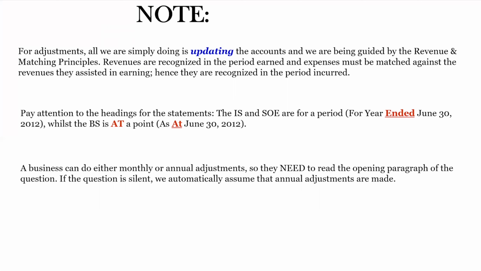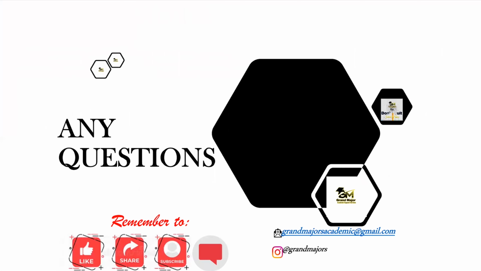A last point to note is that a business can do either monthly or annual adjustments. So that opening paragraph, whenever you get a question, is important for you to read. However, if the question is silent, just as with depreciation, we assume that annual adjustments are being made. So that's the end of our question today.